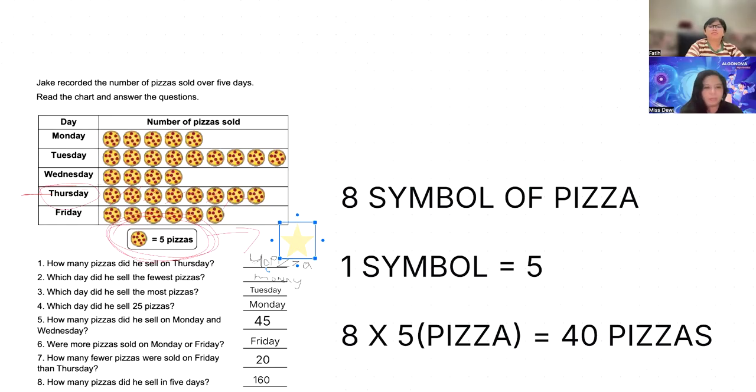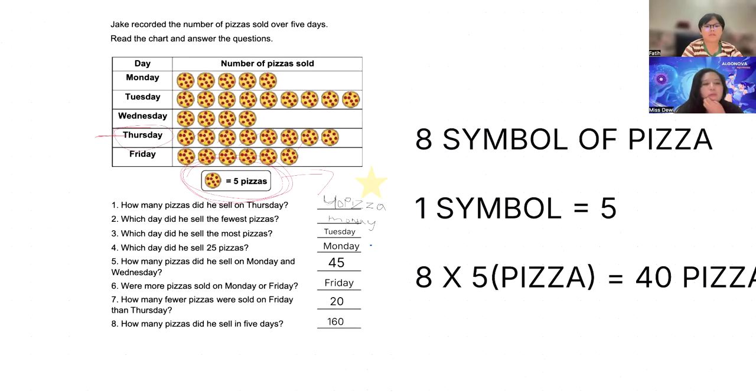Next, number 2. Which day? You have to read it carefully. This question asks for the name of a day. They don't ask how many or how much the total. There is no such question. It's only asking which day, which means your answer will be the name of a day. It could be Monday, it could be Tuesday, and so on. Let's see. Which day did he sell the fewest?